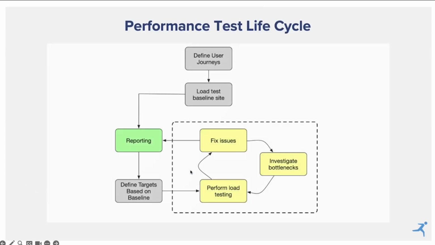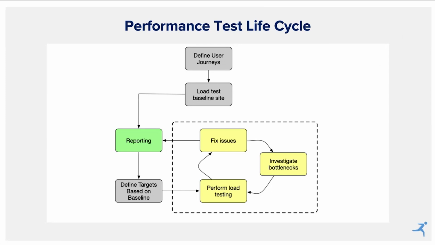Let's see how a typical life cycle of a performance test will look like. This diagram illustrates an end-to-end approach from defining the user journeys to reporting, fixing the issues. Usually we start by defining the user journeys. This involves outlining the most critical path a user takes through the site. This could be product search, checkouts, or any other significant action.